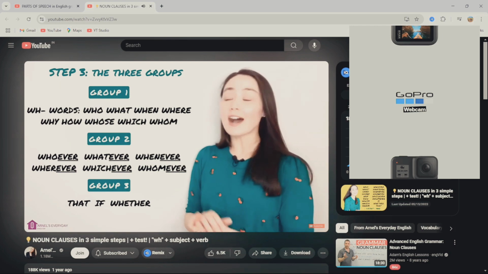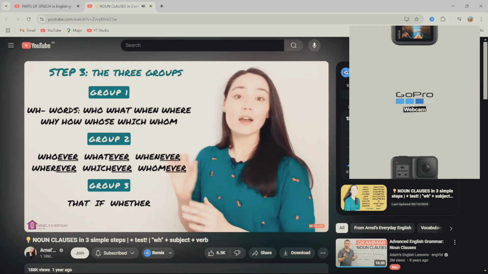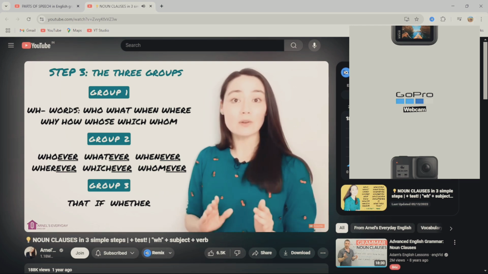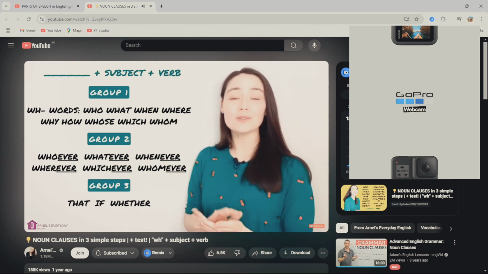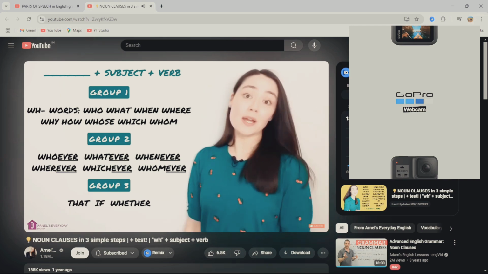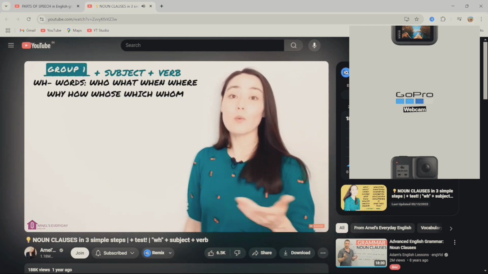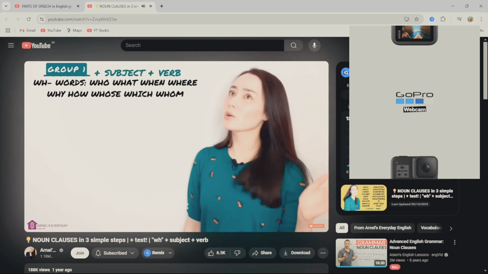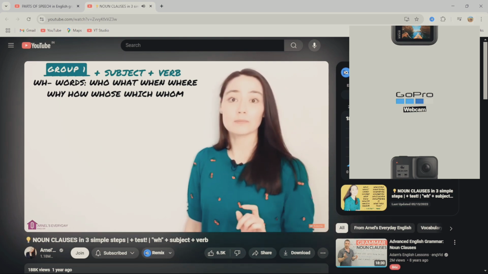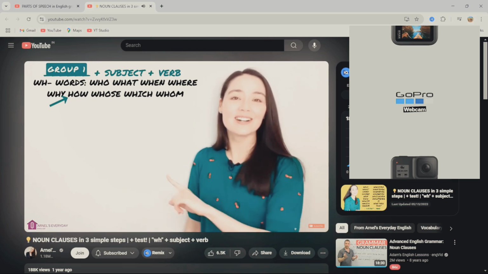Okay, you can see I have 3 groups here with these pronouns and conjunctions. To form a noun clause, you need one of these words plus a subject plus a verb. Let's start with group number 1. I have my WH words: who, what, when, where, why, how, whose, which, whom. I know how is an exception, but I'm still going to put it in this group here.